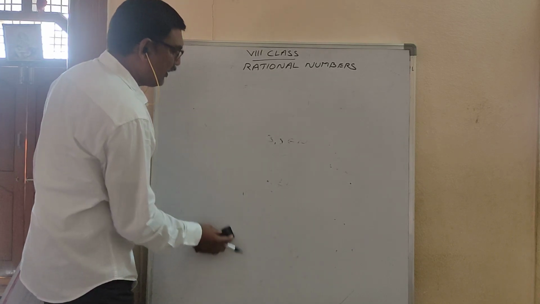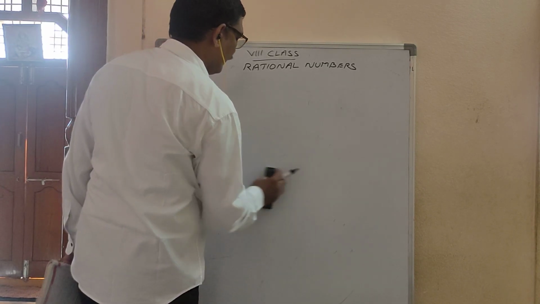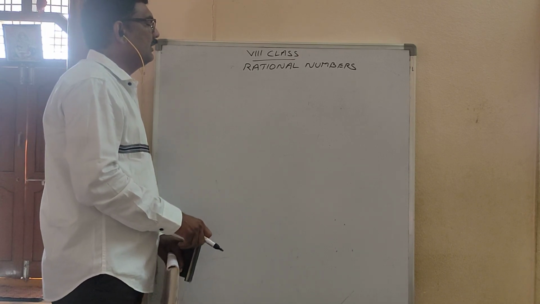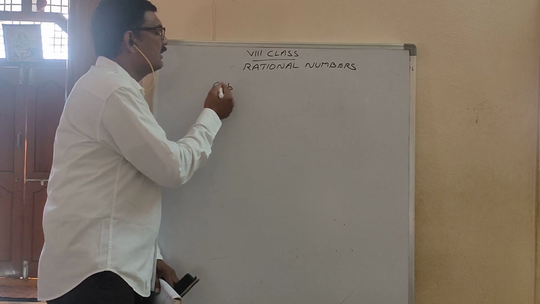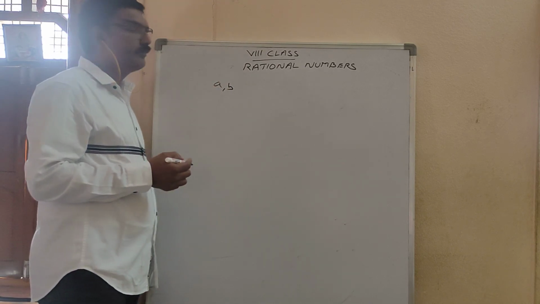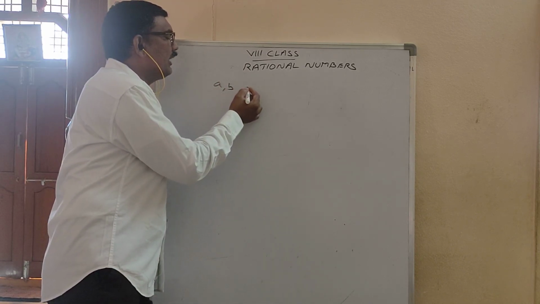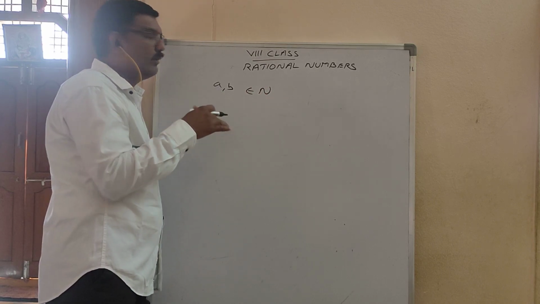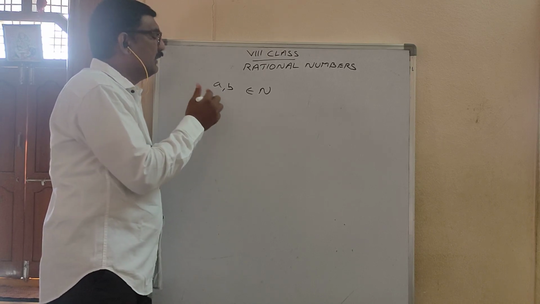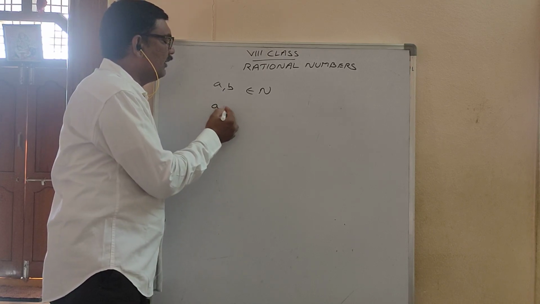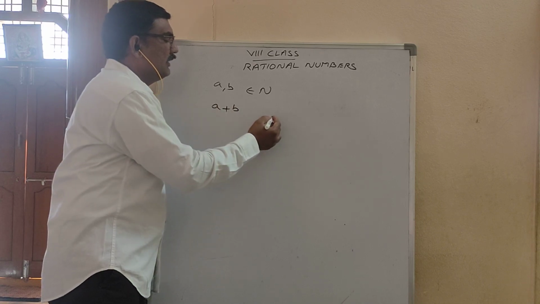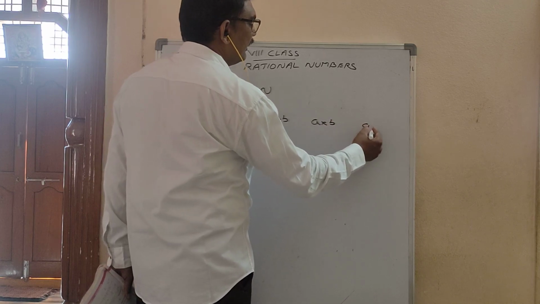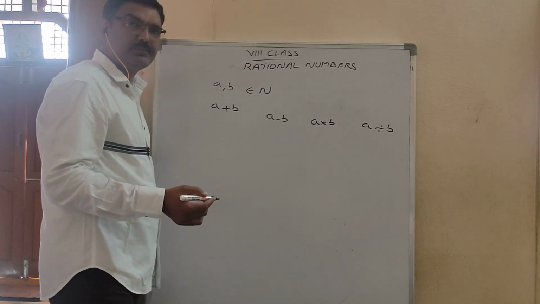So what is the commutative property? We will see it. Here you have to take 2 numbers, A comma B. This A comma B you can take from any natural numbers, whole numbers, integers, rational numbers, whatever it may be. Then you have to perform addition one time, subtraction one time, multiplication one time, division one time.